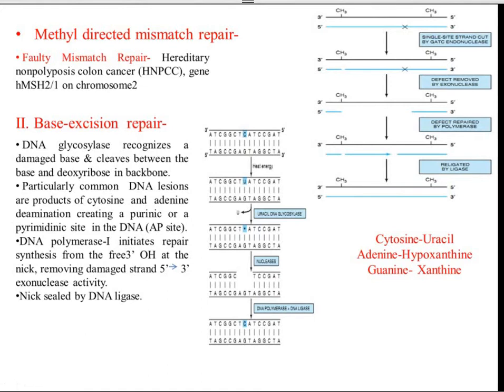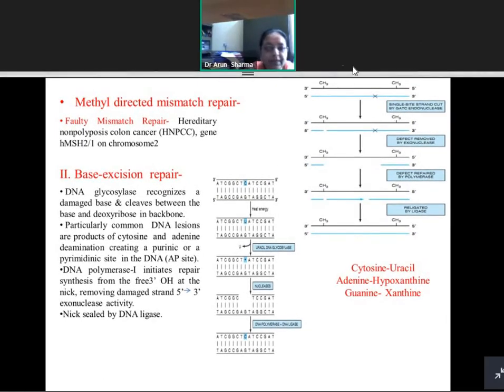The whole of this molecule will now be digested. This is now digested. A new strand is inserted by a polymerase enzyme, and religation will take place by a ligase. So in this way, the mismatch repair is taken care of. Now, since methylation of the parent strand takes place over here, this type of repair mechanism is referred to as a methyl-directed mismatch repair.